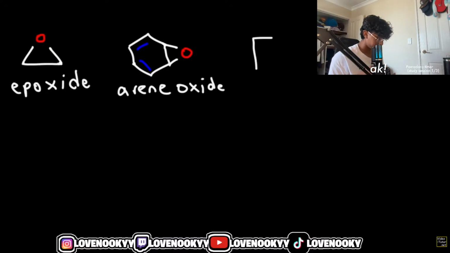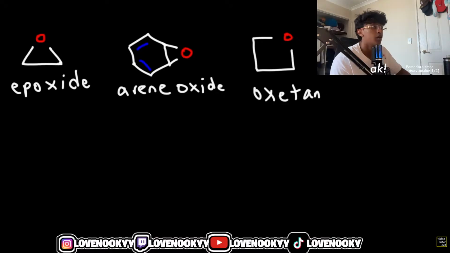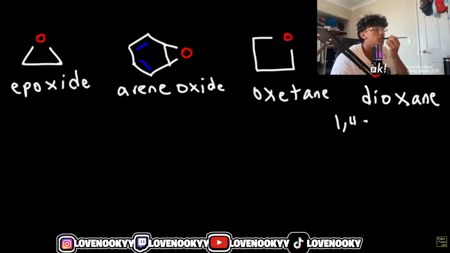Now, instead of a 3-atom ring, you can have an oxygen in a 4-atom ring. 3 carbons and 1 oxygen. If you see this, this is called oxetane. Now, sometimes you'll see 2 oxygen atoms in a ring. So we have 4 carbon atoms, 2 oxygen atoms. This is called an oxane, specifically a dioxane. Now, the oxygens are 1,4 apart. Let's say this is atom 1, 2, 3, 4. So this is specifically called 1,4-dioxane.